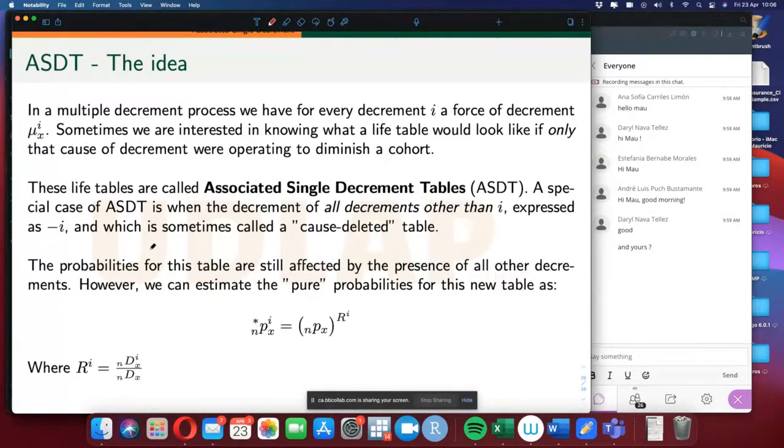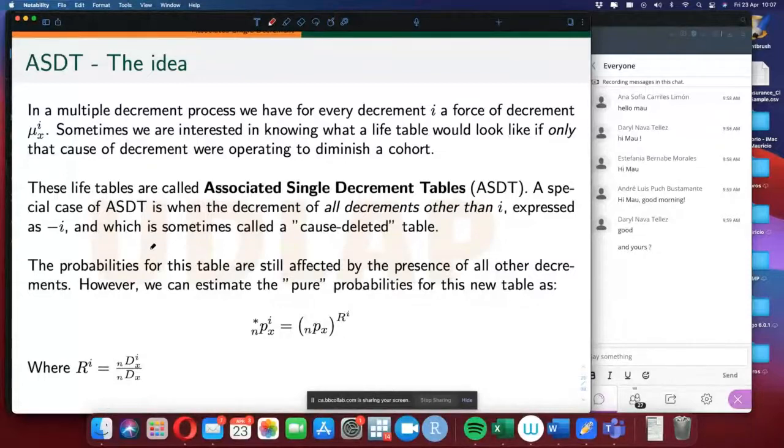But essentially, it is what happens if we remove this specific cause of death. So it's not that we're going to pay attention to that cause of death, but that we are going to remove that cause of death from our population and follow the impact on mortality of all other decrements different from this specific cause. When we do that, we are working in what we call the cause-deleted table.